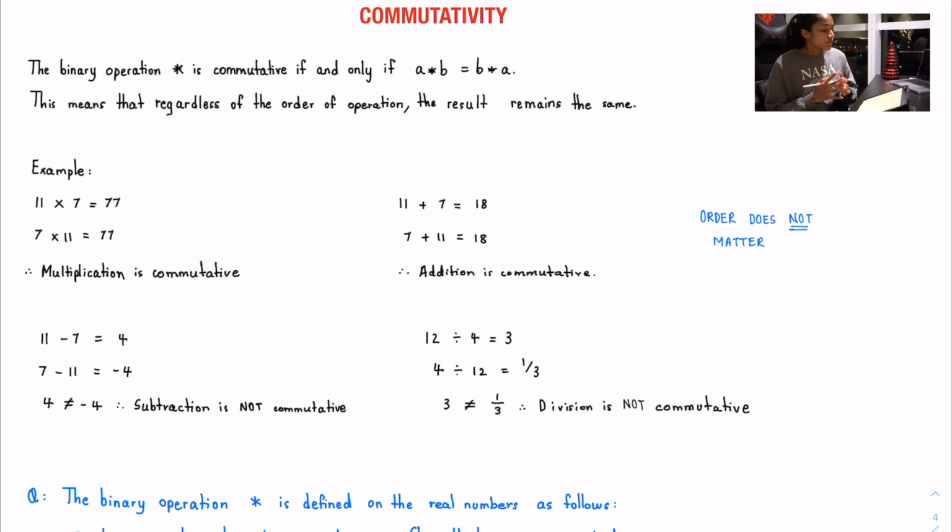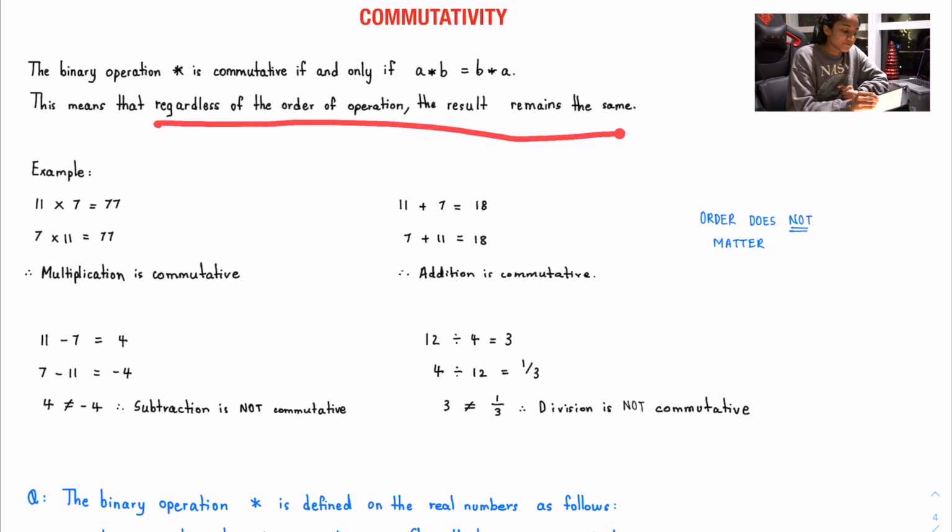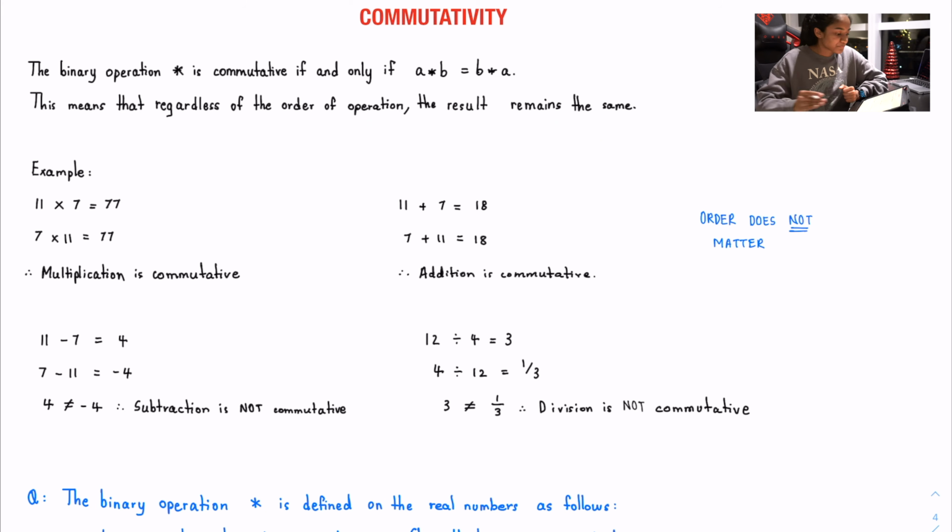commutativity. So the binary operation star is commutative if and only if A star B is equal to B star A. So all that means is regardless of the order of operation, the result means the same. So the order does not matter. So for example would be multiplication and addition, right? So if we multiply 11 by 7, we'd get 77. But if we switched around 11 and 7, put 7 by 11, we'd still get the same result, 77. The same goes for addition. 11 plus 7 is 18, and 7 plus 11 is 18.